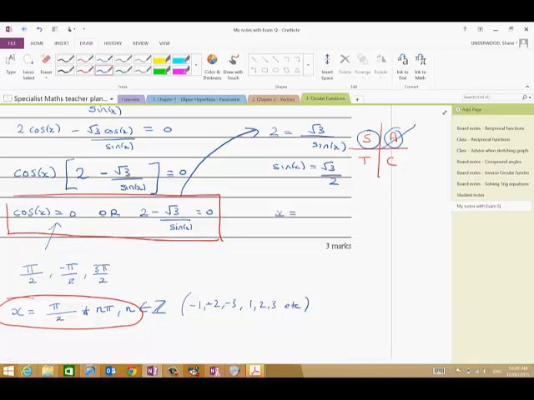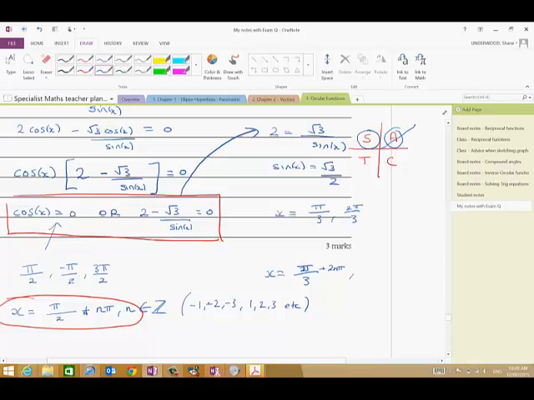Pi on 3. So therefore x is equal to pi on 3. And what else is it? 2 pi on 3. But we need to consider all of the real solutions. So therefore x is equal to pi on 3 plus, is it pi or 2n pi? What do you think? 2n pi.